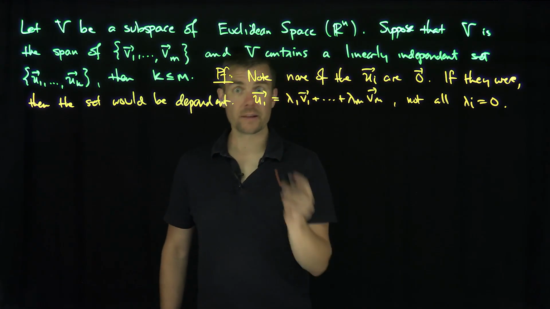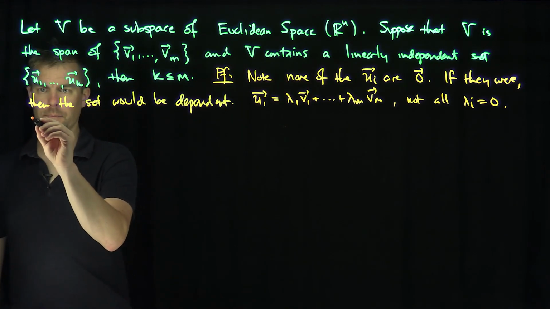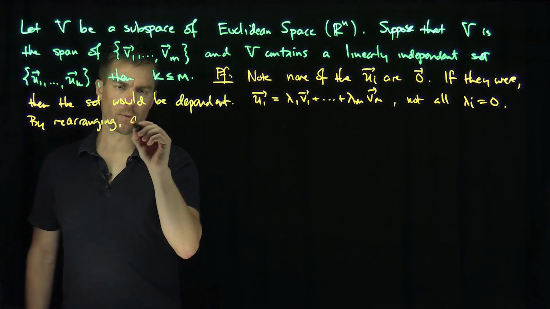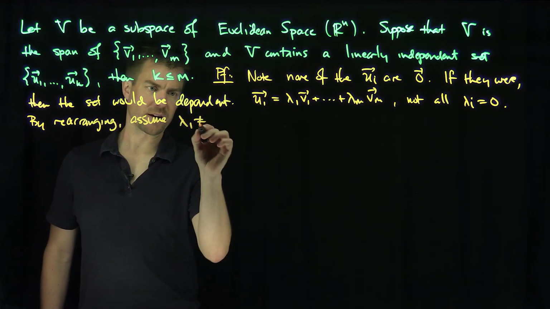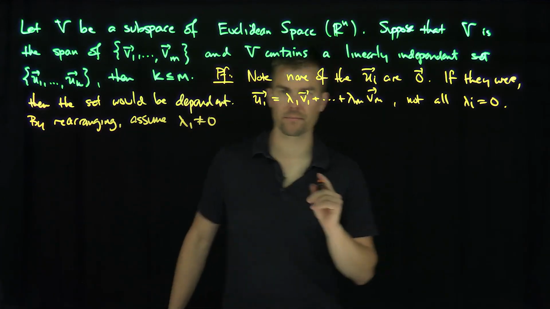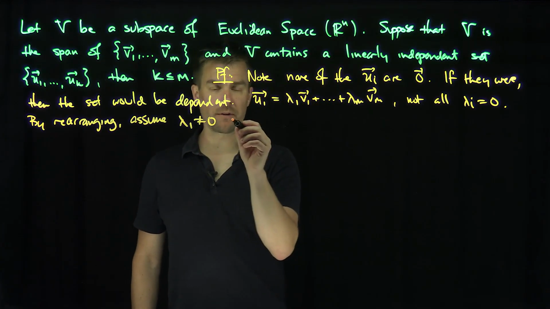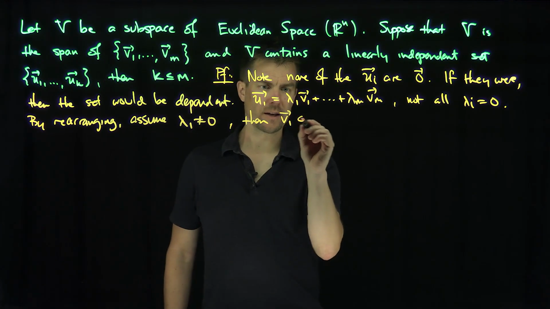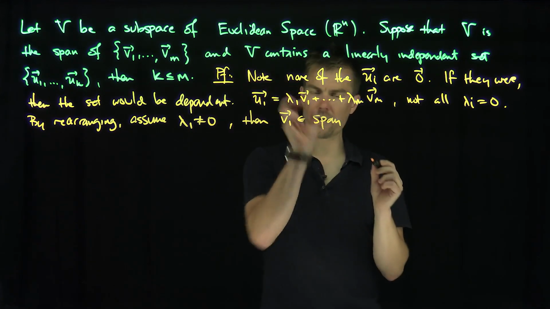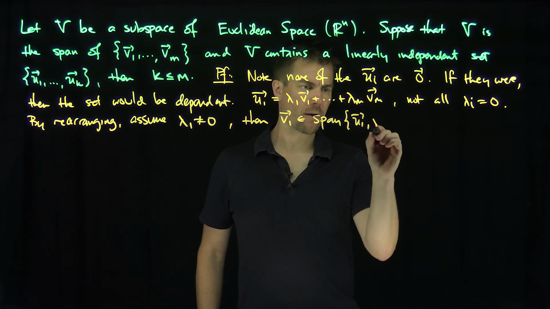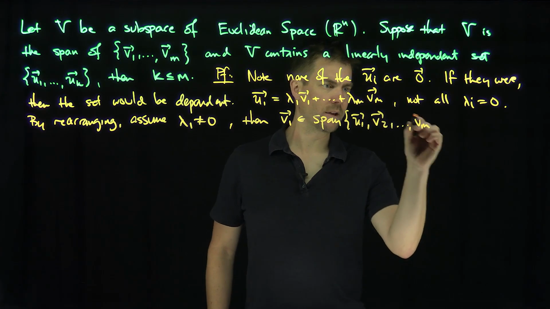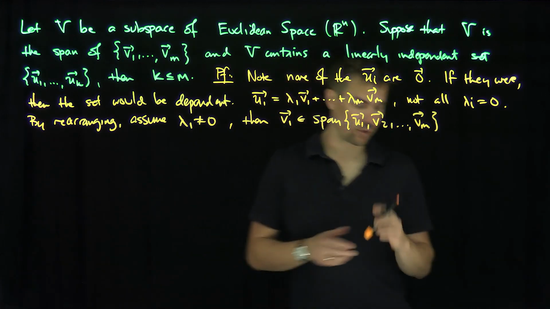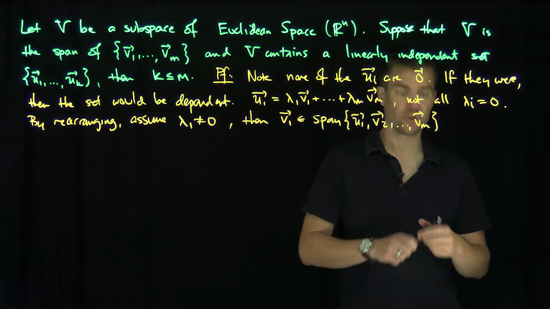So without loss of generality, assume that lambda 1 is not equal to 0. I just permute the indices to do this. Then if that's not equal to 0, we can write v1, by throwing the u1 on the other side, in the span of u1, v2, up to vm. So what I've done here is exchanged one of the v's for one of the u's. That's the key behind this argument. So we've exchanged a u for a v.